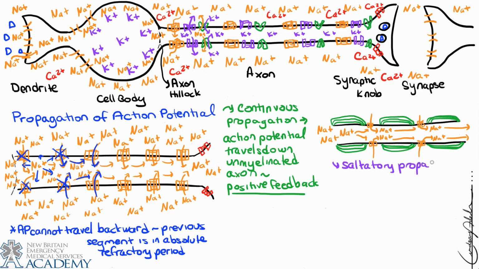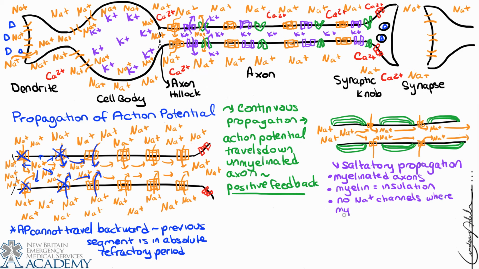There are a couple of important points to know about saltatory propagation. First, it only occurs in myelinated axons, but those myelinated axons include the axons of the CNS and the PNS. The myelin functions as insulation, so there are no sodium channels where the myelin is. As a result, the channels are localized to the points between the myelin sheaths.